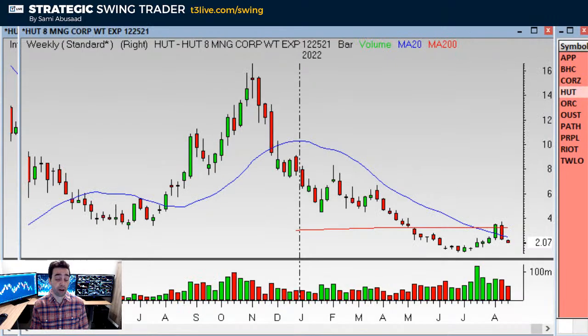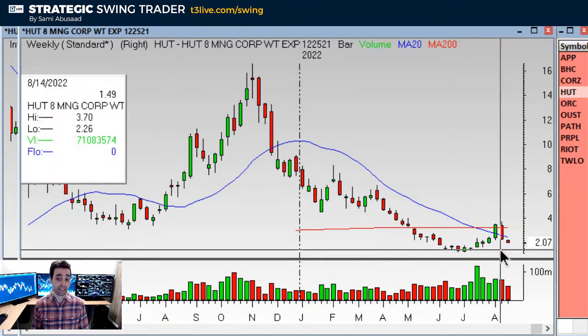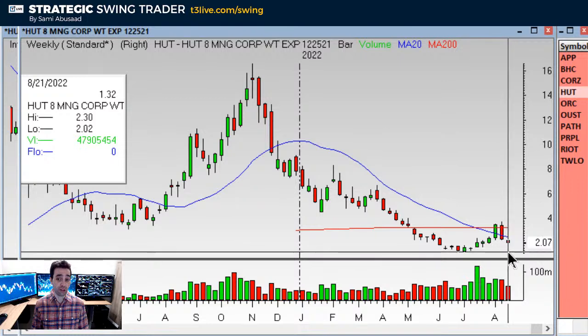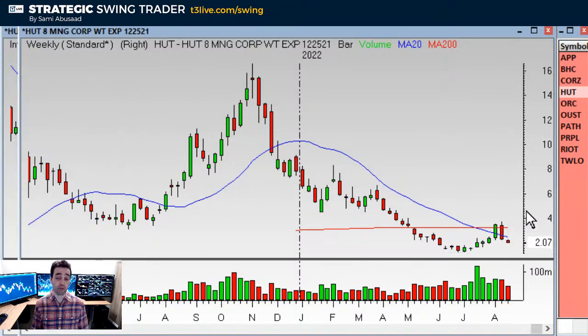HUT is similar. I don't even need to go back to the daily chart. HUT is similar to the CORZ. It's a weekly sell setup plus a 1, 2, 3. So short under $2, stop over 2.30.